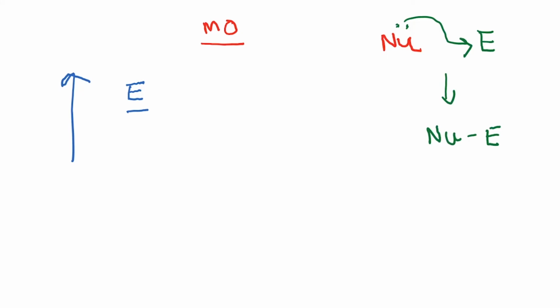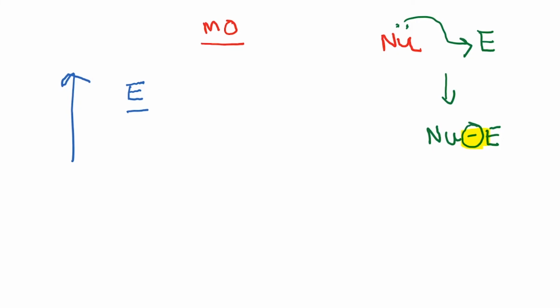If Nu minus is there, then it's going to become a neutral species, and you also sometimes have a leaving group and so on and so forth. But essentially, this is the new bond that is actually being formed between the nucleophile and the electrophile. Okay, so bond formation involves a pair of electrons.